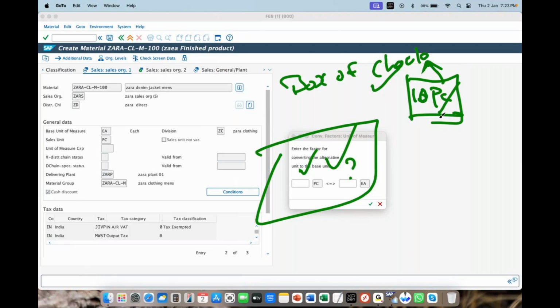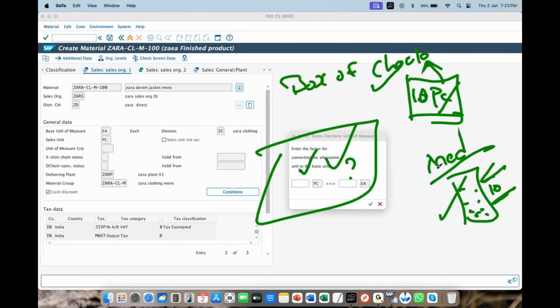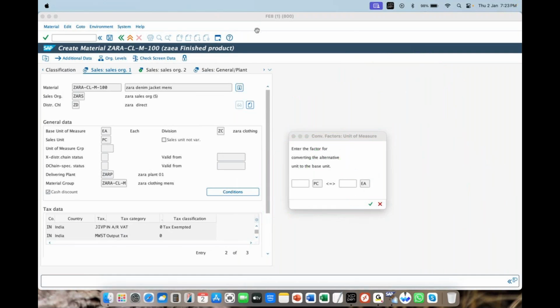Think you are buying some medicines. A tablet strip carries some 10 tablets. You need to give the break-even of the price, then only the strip price will be declared. So understand the effect here. Okay. So how many pieces make each pack?